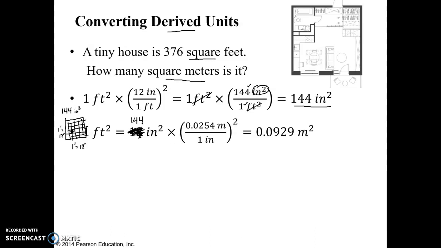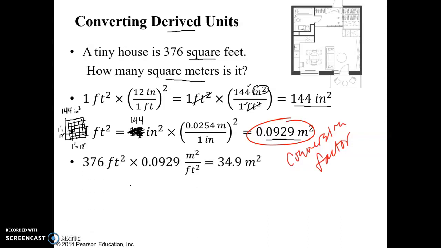So if we work that out on our calculator and take 144 multiplied by 0.0254 squared, we get this answer right here, 0.0929 square meters. That is the conversion factor between square feet and square meters. So if we take our 376 square feet and multiply it by our conversion factor, we get an answer here of 34.9 square meters. And it looks like I'm coming up pretty close on my 15-minute limit again. So this is a good place to stop, and we'll resume in the next video.